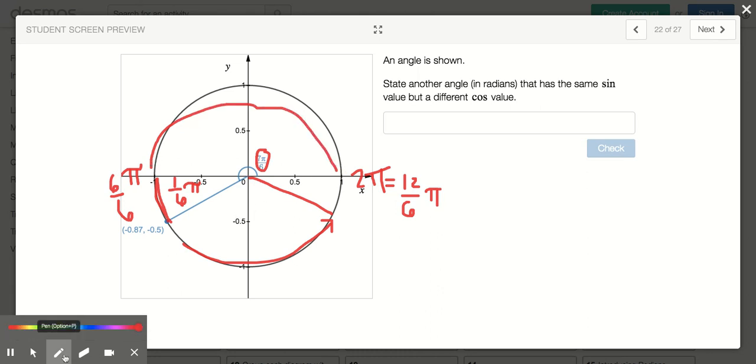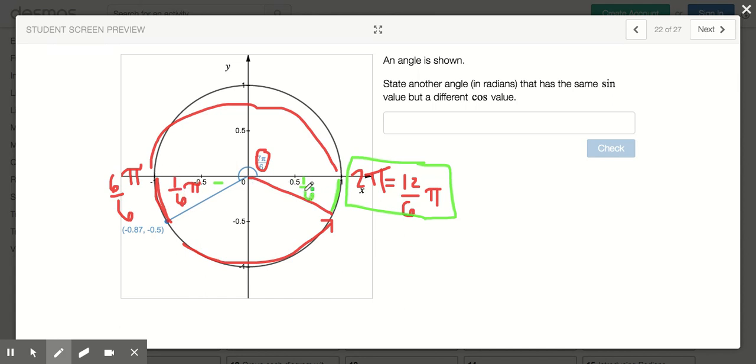Now, to find that in radians, how would we do that? Well, what we could do is measure from here to here, or we could take what we know and subtract. And notice that this little piece right here is the same as this little piece from here to here. And if we know that this is 1/6 pi, then this would also be 1/6 pi. So instead of adding everything, we can just subtract from what we know. And we know that the total circle is 2 pi, or in this case, 12 over 6 pi.